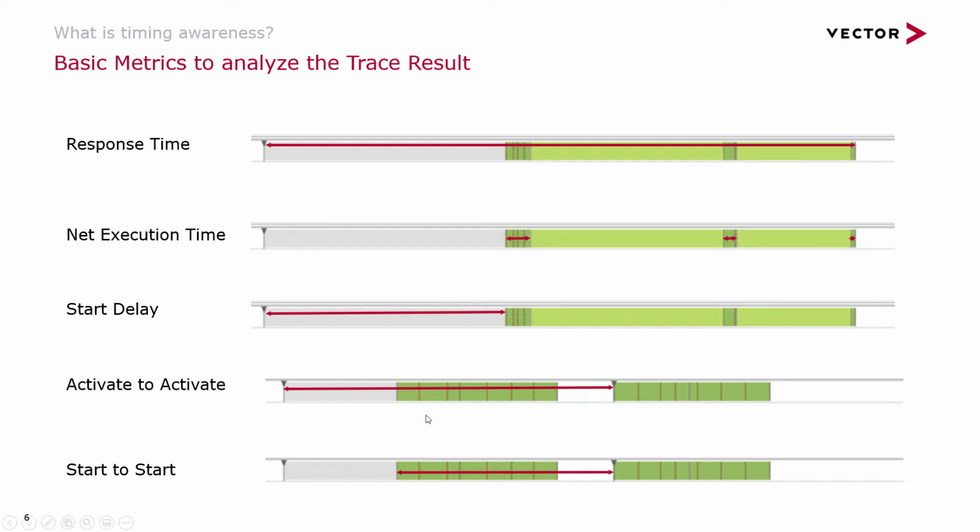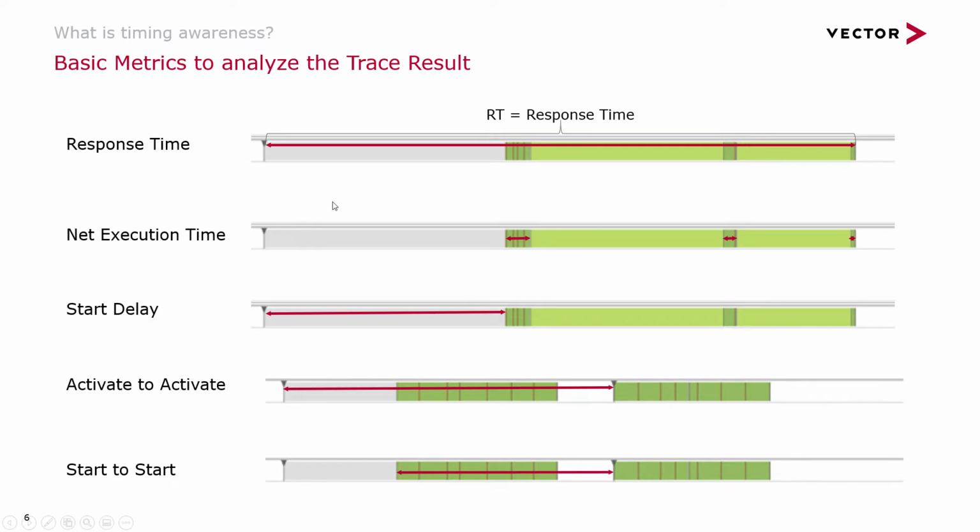First is the response time. The response time is the time between the activation and the termination of one task. So it covers the whole time. So every aspect of the task is considered: when it's actively waiting to run on the core, when it's running, when it's preempted, running again, preempted, and so on.